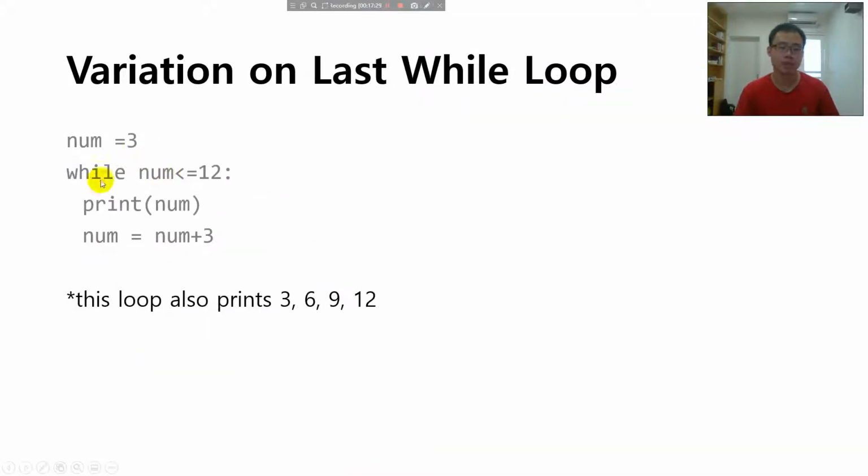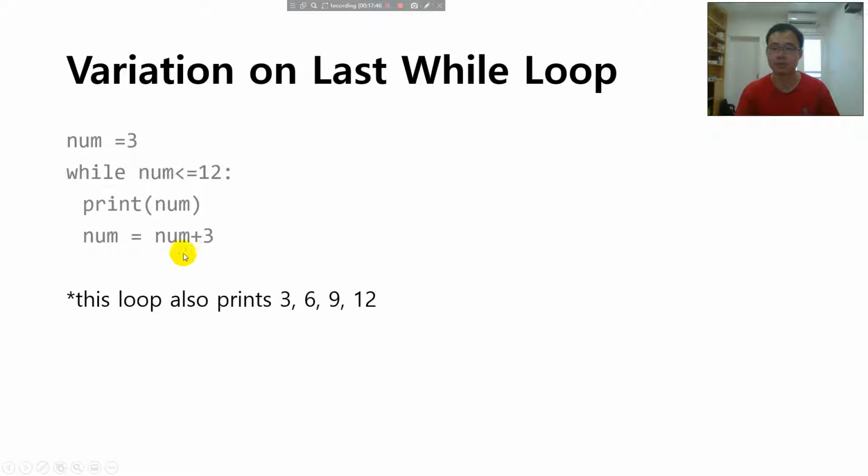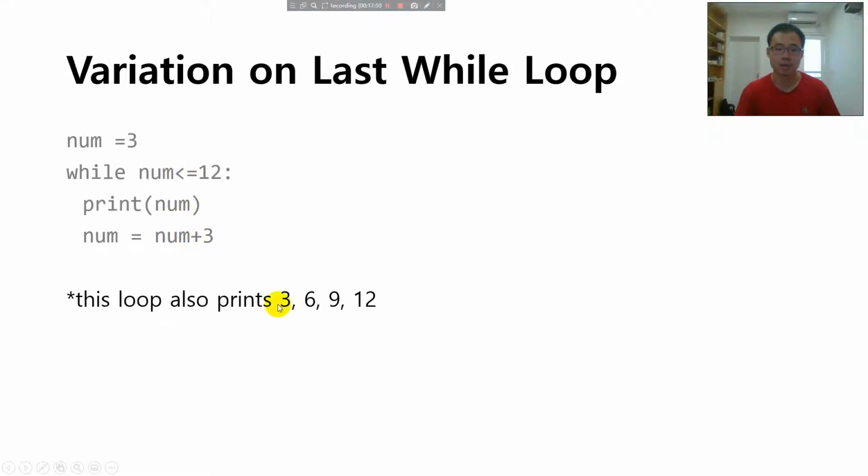You can also write the increment differently. You don't have to have the count here because you can basically modify this code and change count equals count plus 1 to number equals number plus 3. Okay, and print out the number. You can also print out the 4 identical numbers.